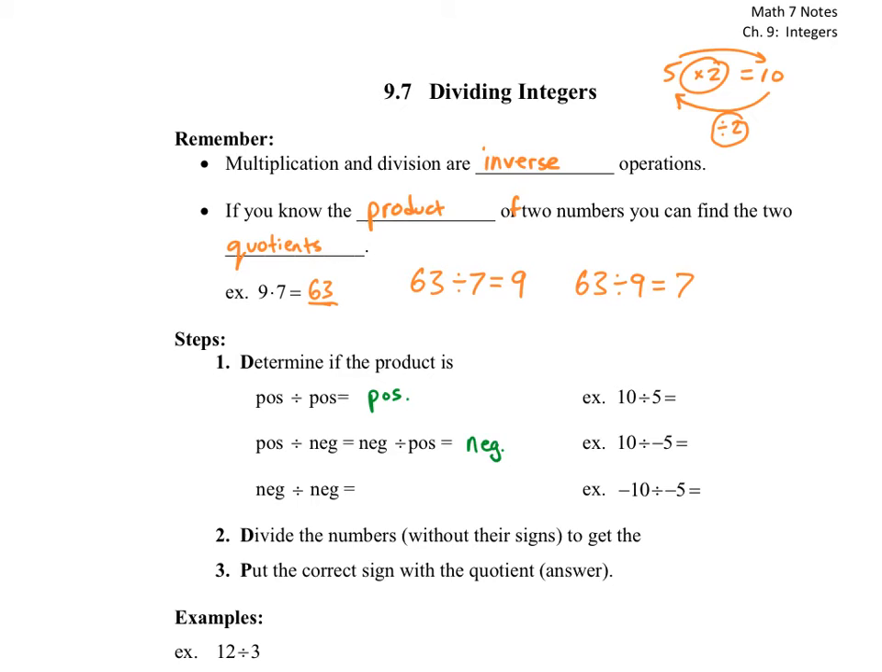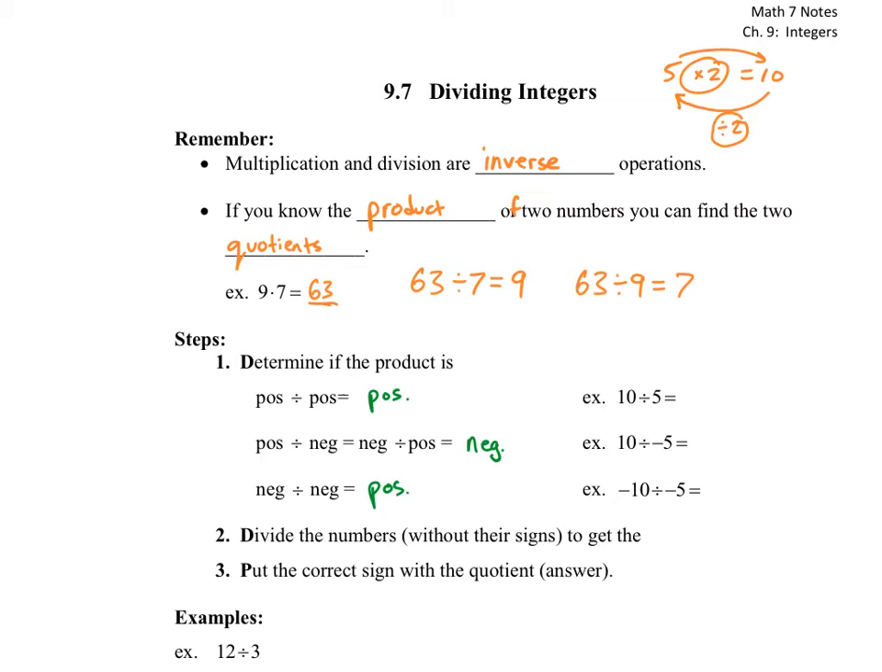And if you have a negative divided by a negative, just like multiplying, two negatives cancel, dividing two negatives cancel and leave you with a positive. So if you have an odd number of negatives in the problem, you'll get a negative answer. If you have an even number of negatives, or 0 negatives, you'll get a positive. All right, let's do an example of each of those.